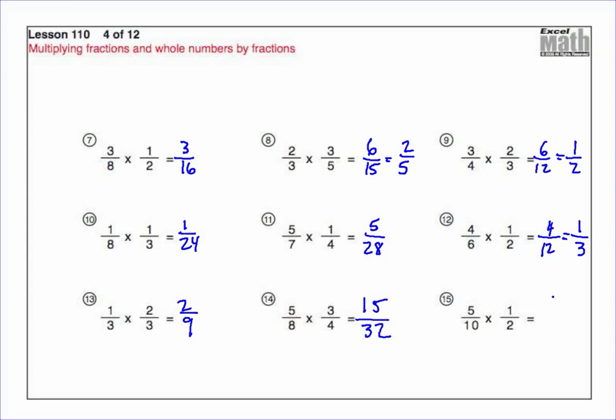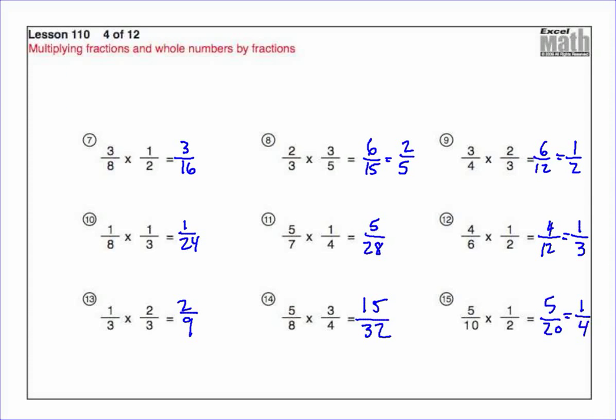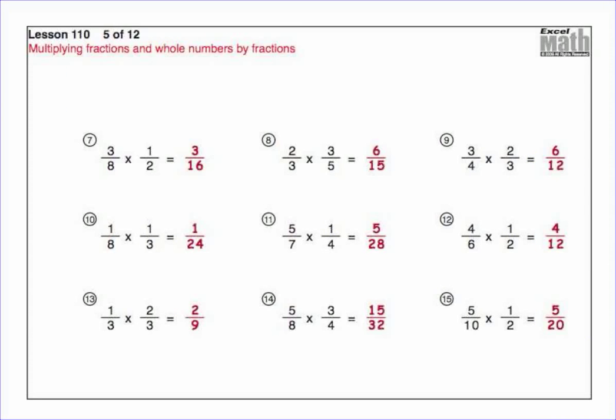And 5 times 1 is 5. 2 times 10 is 20. And that one can easily be reduced because you can divide both of those numbers by 5. And the answer is 1/4. All right, let's keep going. Here are all of our answers.